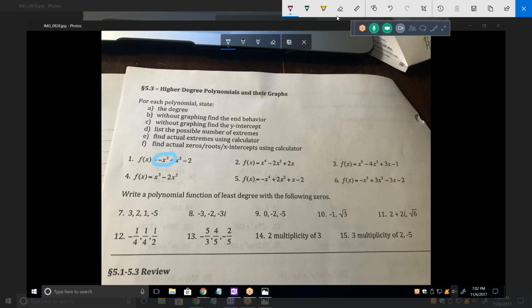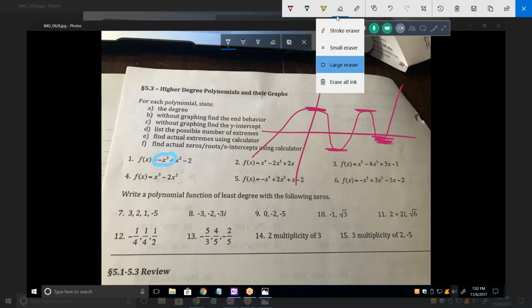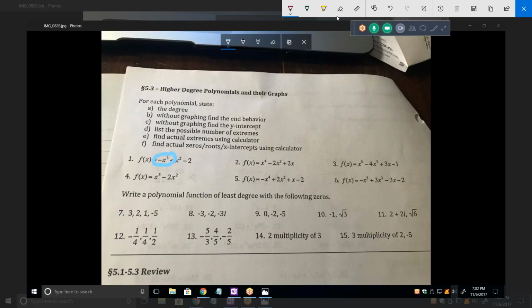List the possible number of extrema. What they mean by that are relative extrema. If I have a graph that looks like this, I've got a relative extremum right there, another one there, another one there, and another one there. So in that example I just drew, I have 4. What's the most you can have on number 1? 2. On number 2? 3. All right, you got that.